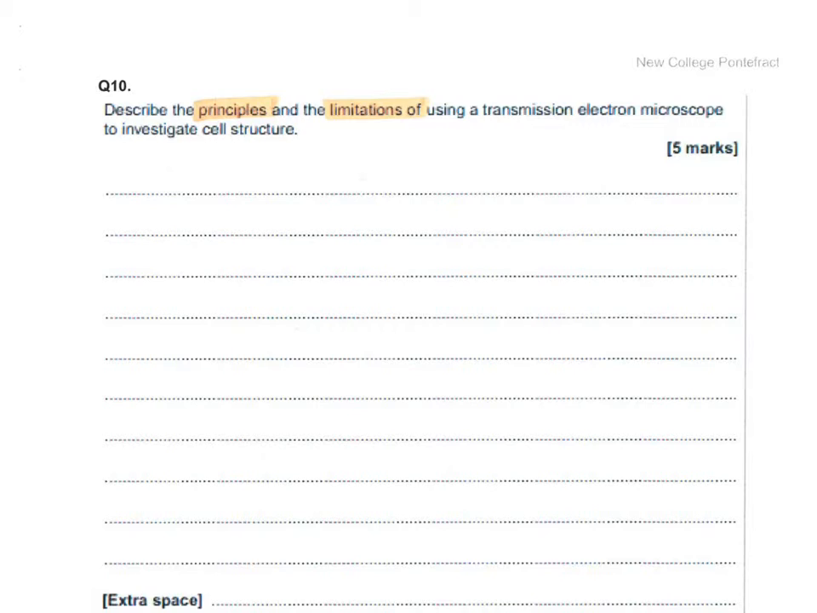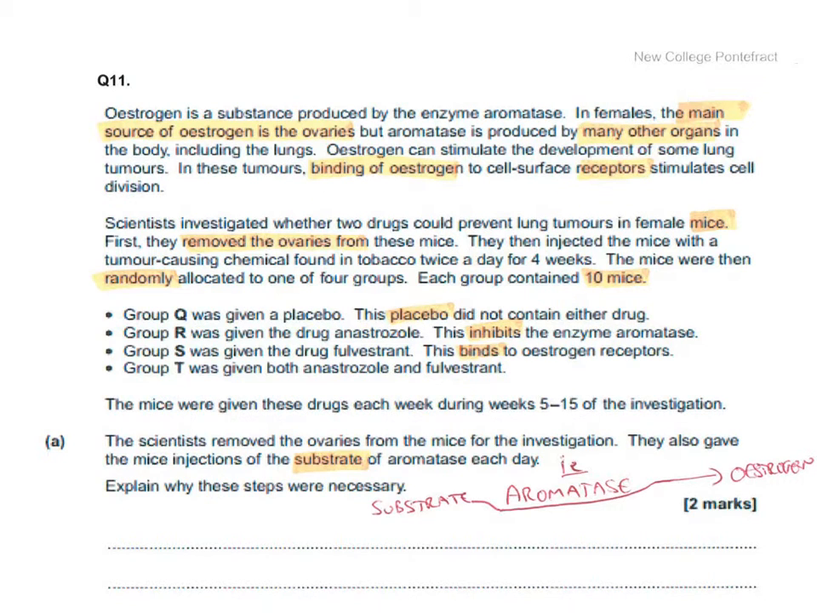For the limitations, it's just a list you need to learn. Can you please look at the mark scheme for that? So this is the last question. I'm going to do bits for the very last question as we go through, 11C, where you evaluate whether you should give both drugs at the same time.